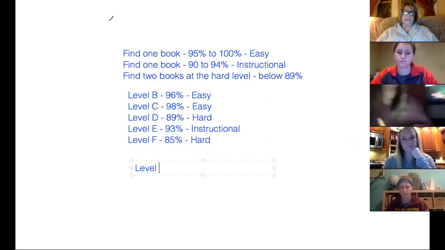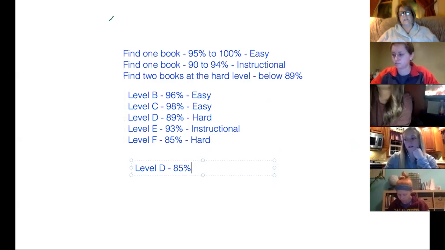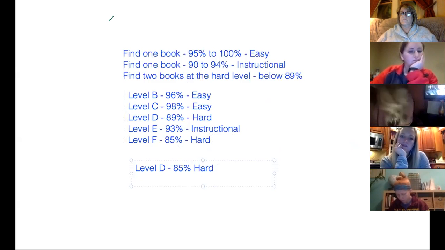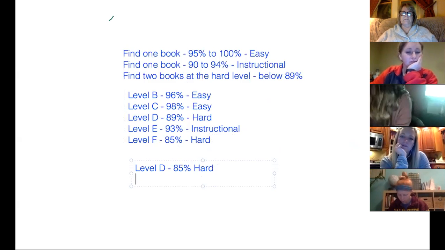Let's say you start with a level D and it comes out 85%. That's your hard level. So then what level should you do next, Mandy? What do you think?